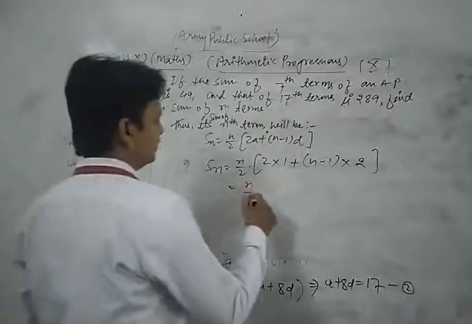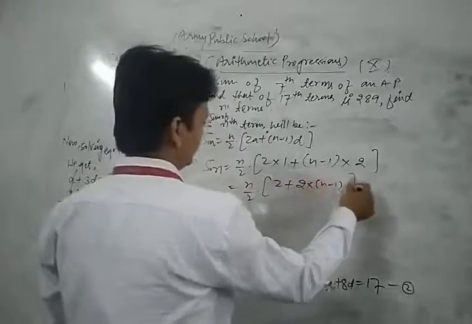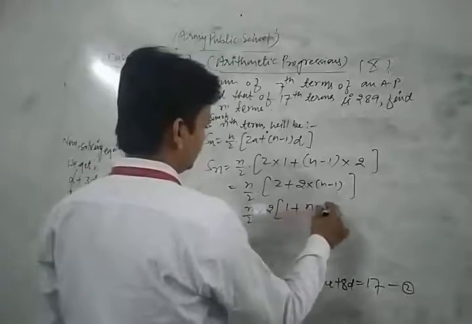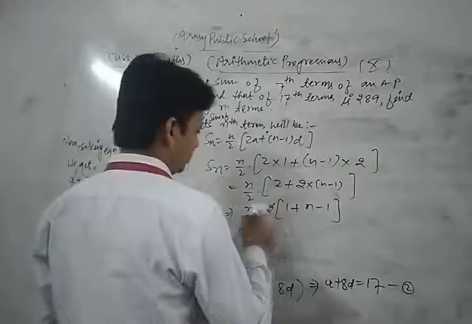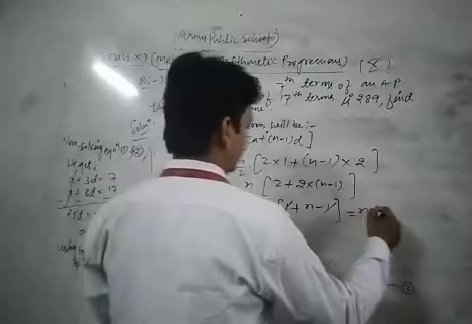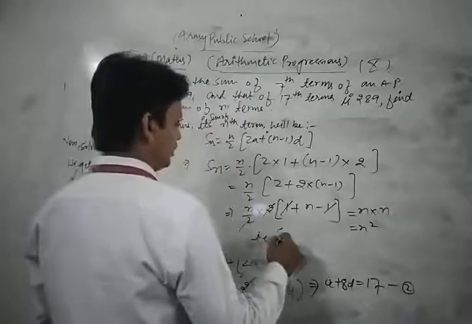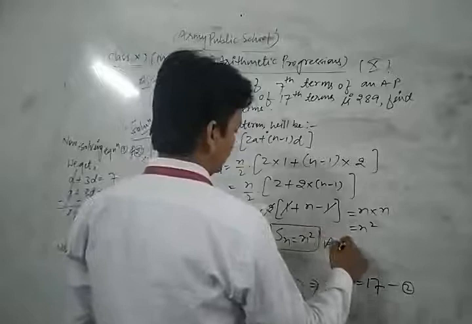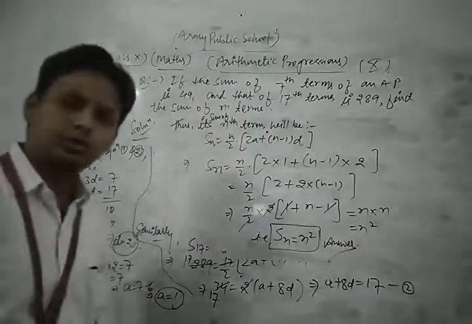Now we simplify them. Let's say this is n by 2. Here this is 2 plus 2 into n minus 1. Now we take 2 as common. So n by 2 into 2 taken common, so 1 plus n minus 1 is left in brackets. Now this 2 and 2 cancel to each other and 1 also cancels. So we get n into n, that is n square. So the sum of n terms of that AP is what? n square. This is the required solution of the given question.